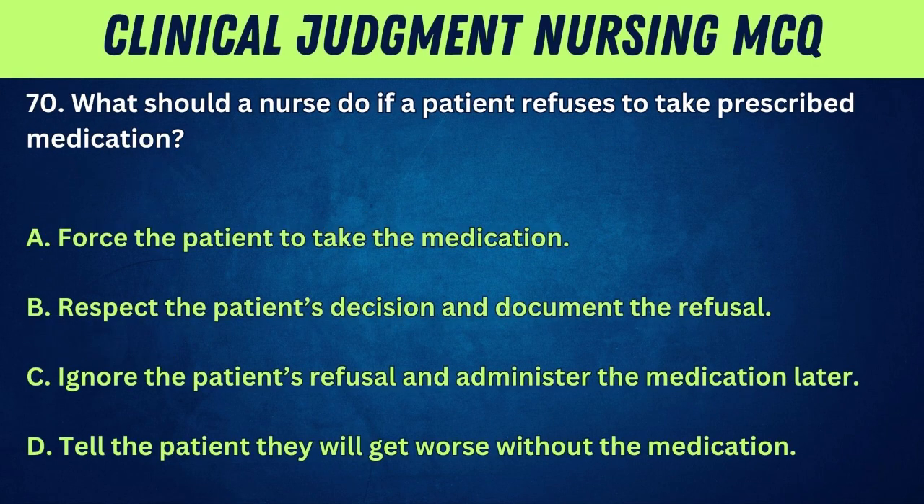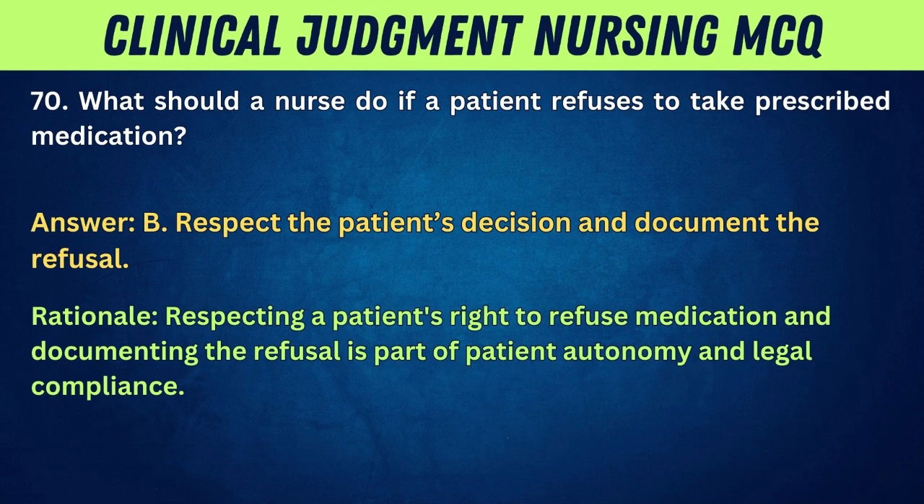70. What should a nurse do if a patient refuses to take prescribed medication? A. Force the patient to take the medication. B. Respect the patient's decision and document the refusal. C. Ignore the patient's refusal and administer the medication later. D. Tell the patient they will get worse without the medication. Answer. B. Respect the patient's decision and document the refusal. Rationale. Respecting a patient's right to refuse medication and documenting the refusal is part of patient autonomy and legal compliance.